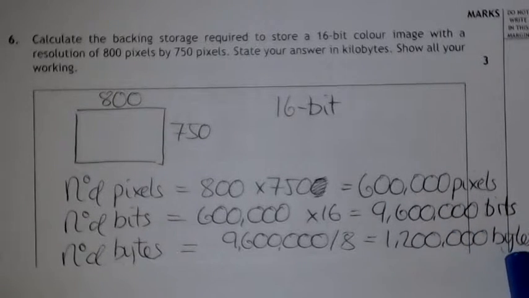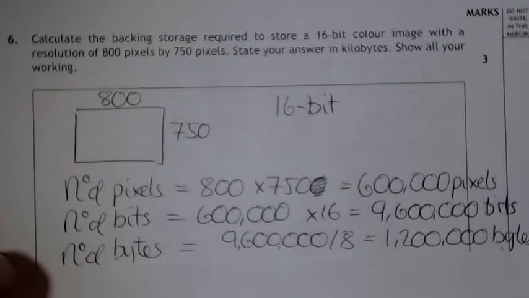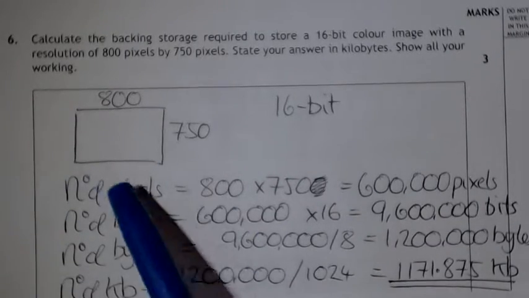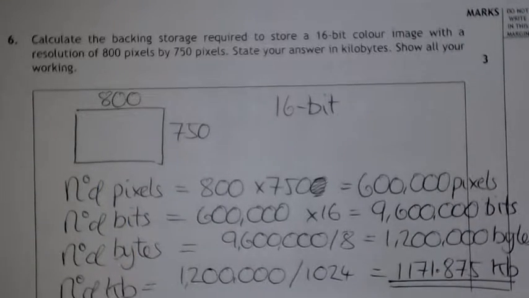The units increasing, so the number there is going to decrease, okay, because we are now going to go from bytes to kilobytes. 1,024 bytes in a kilobyte, and that's where we get your final answer, 1,171.875 kilobytes. But again, just take your time, work out the number of pixels, and then times it by the colour depth.